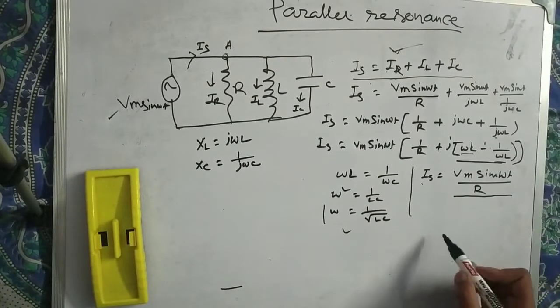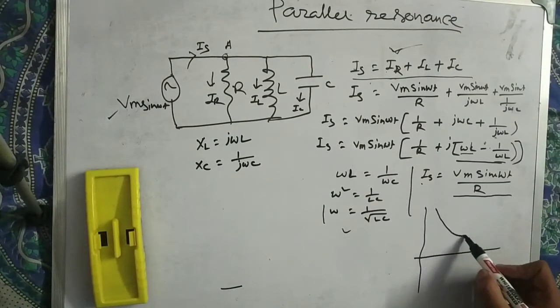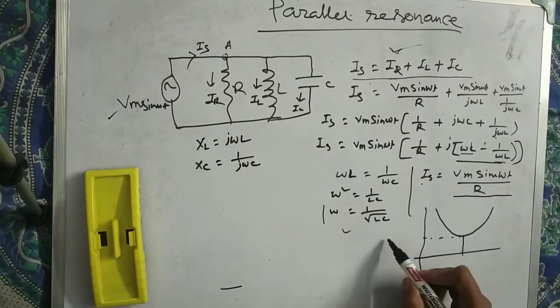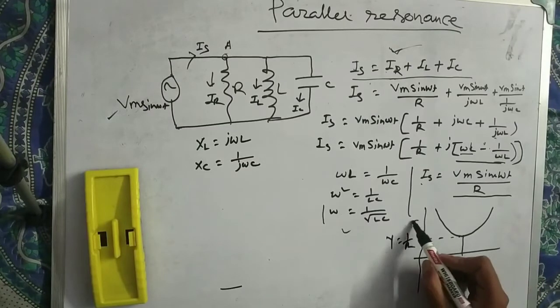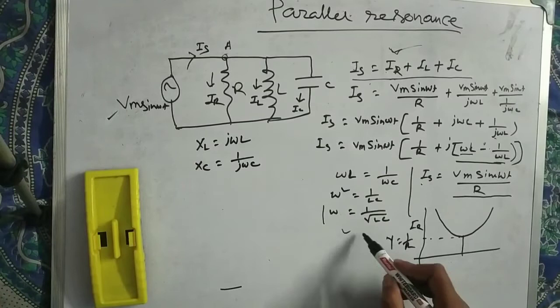So if I draw the current diagram, then at resonance condition, admittance equal to 1 by R, we are getting less amount of current. So this is called resonance frequency.